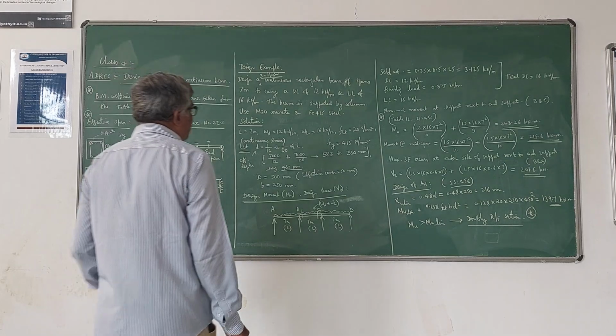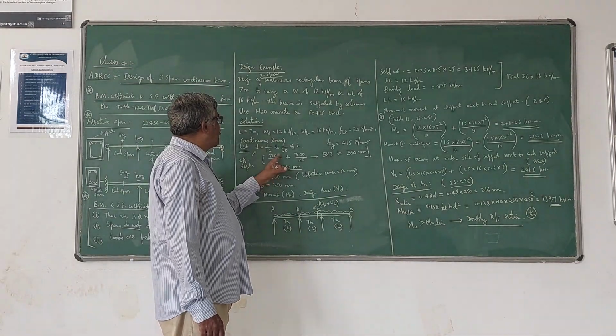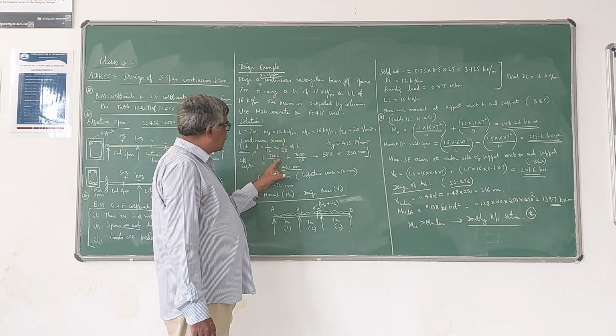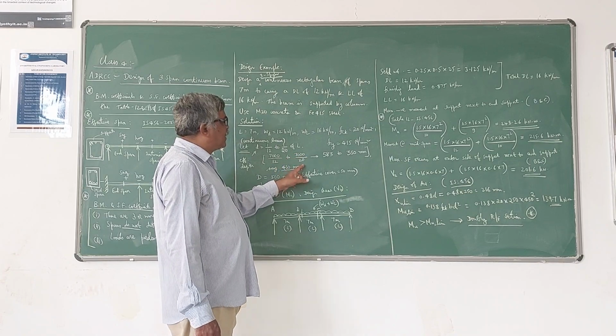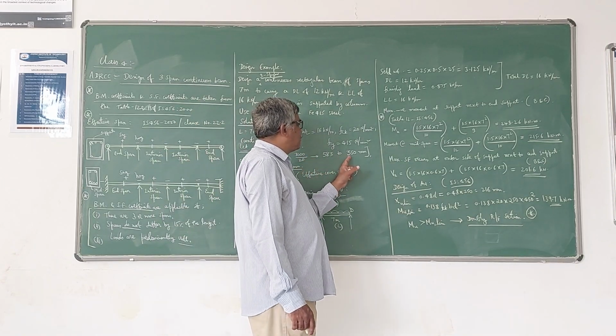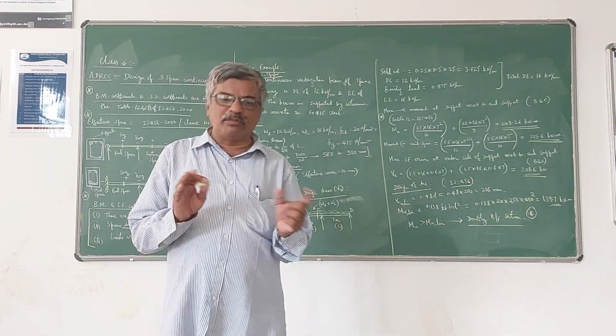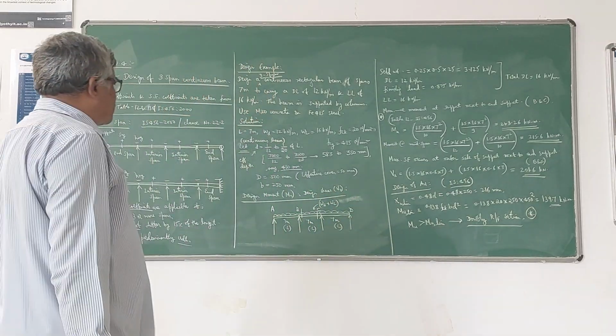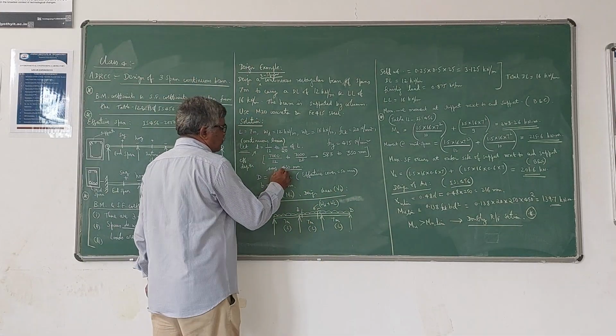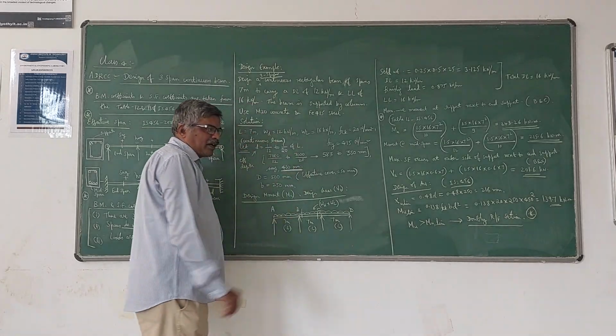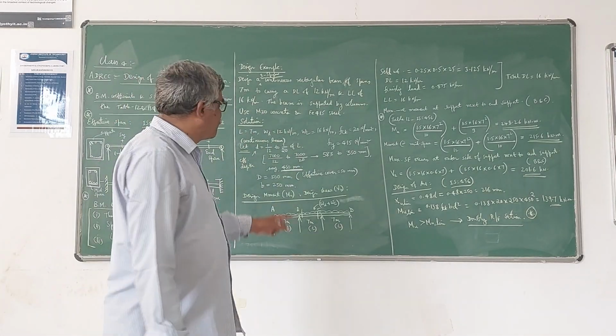L is 7 meters here or 7000 mm. So d can be taken between 7000 divided by 12 to 7000 divided by 20, which comes out to be 583 to 350 mm. Now any value between these two you can assume. Now let us take 450 mm. So 450 mm is the effective depth of the beam which lies in between these two.